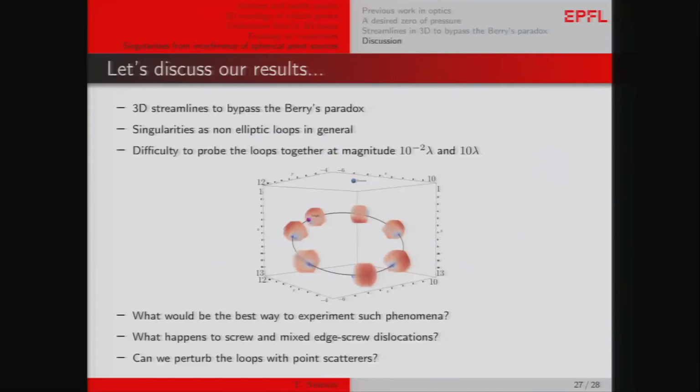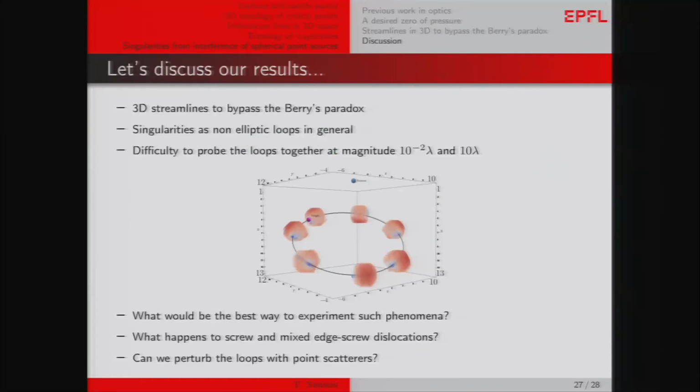And the last thing we'll try to do is perturb the loops. For example, if you have a scatterer, let's say a small sphere, you put the scatterer on the loop. Can we have something that perturbs at 10 to the minus 2 lambda along 10 lambda, and you will have those 2 singularities destroyed?